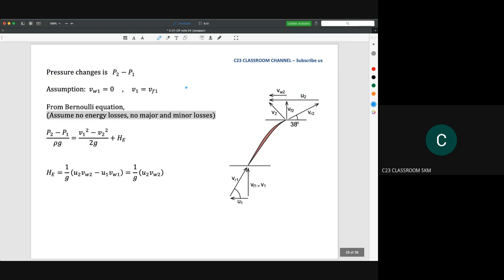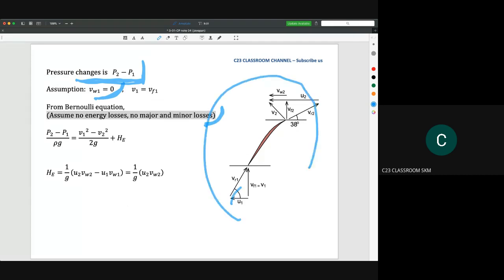The question is that we need to calculate the pressure change across the pump, across the impeller. So we need to calculate P2 minus P1. We make the assumption that V1 is equal to 0. Because we assume there are no energy losses, just imagine that this is the pump, this is the inlet, this is the outlet. So we just measure at point 2 here and point 1 here.